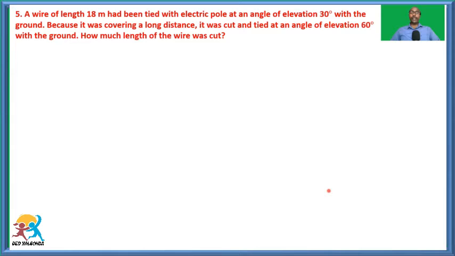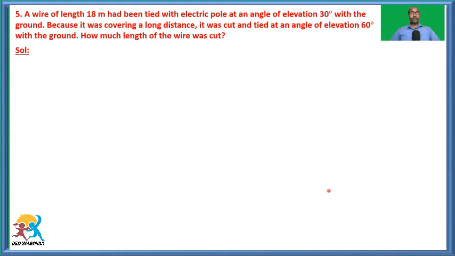So the next problem is, fifth one is, a wire of length 18 meter had been tied with electric pole at an angle of 30 degrees with the ground. Because it was covering a long distance, it was cut and tied at an angle of elevation 60 degrees with the ground. How much length of the wire was cut? Okay.